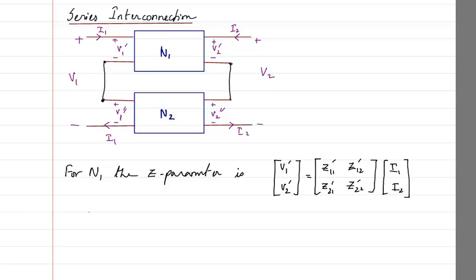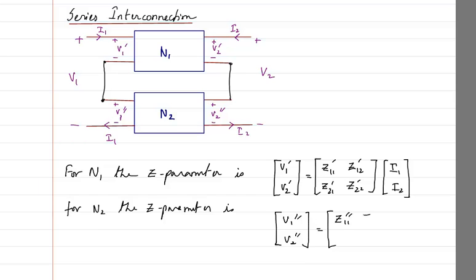Similarly, for N2, the Z parameter is given by: V1 double dash, V2 double dash is equal to the matrix Z11 double dash, Z12 double dash, Z21 double dash, Z22 double dash, multiplied with, again, the current I1, I2.